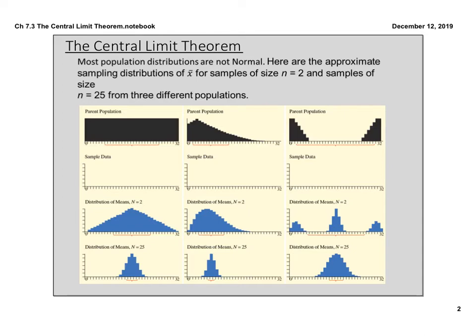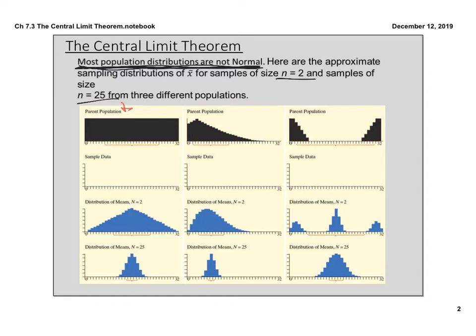So here's a picture of three different populations and your sample size. You're taking a sample size of n equaling 2 and then also a sample size of n equaling 25. So these are populations that are not normal, okay? And in fact, there's a lot of populations in the world that are not normal. There's a lot more that are not normal than are normal. So here's just a couple examples. This parent population right here happens to be uniform. This is a uniform distribution.